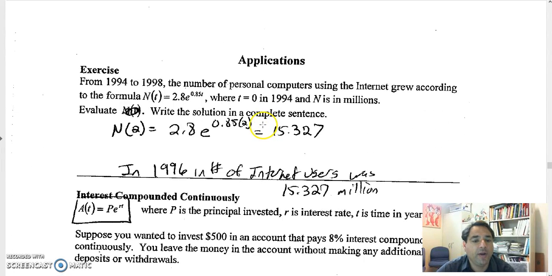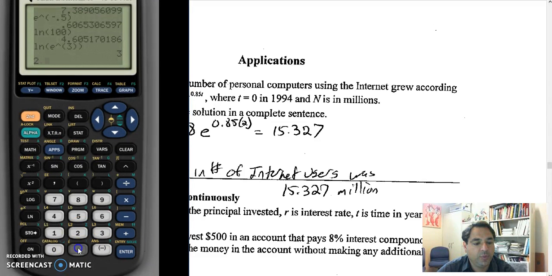And again, sometimes they show up, like for example, from 1994 to 1998, the number of personal computers using the internet grew according to this formula. The formula is n, number in millions, t, time, equals 2.8 e raised to the 0.85 t. So that's used in a formula. So if I wanted to plug that in, I could say 2.8 e raised to 0.85 times 2, so after 2 years, we'd expect 15.32 million people having the internet.